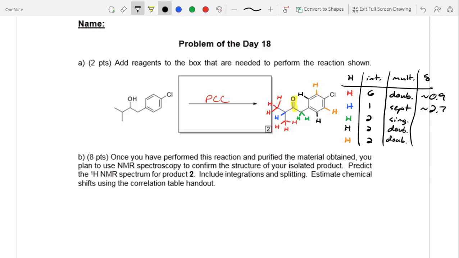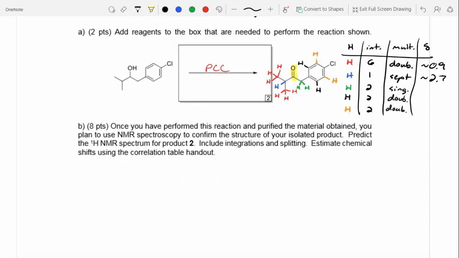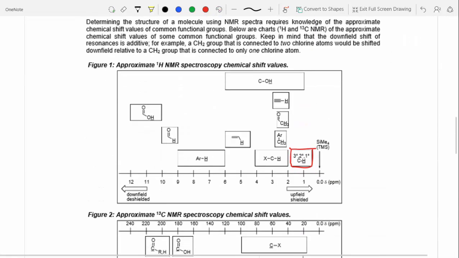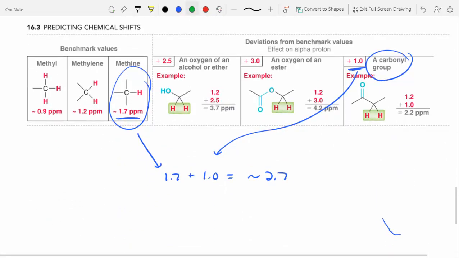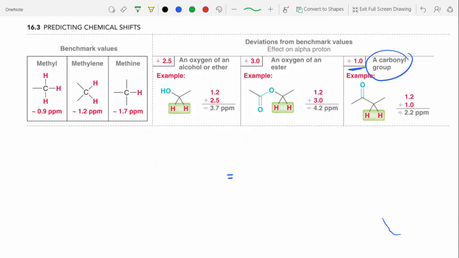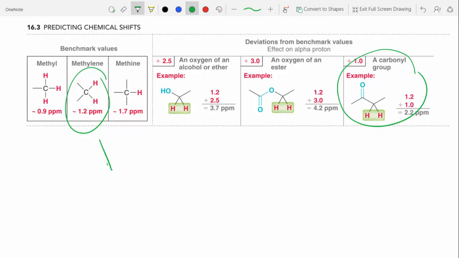All right, what about the green protons? Well, we can go back to that Klein hint, and we can say, well, the green protons are CH2. So we'll go down. I'm going to erase these for right now. Green proton, CH2. Is it next to a carbonyl group? Yeah, it's next to a carbonyl group. So what we do is we say, all right, 1.2 plus the 1.0 factor for a carbonyl group. That means that it's going to be about 3.2.